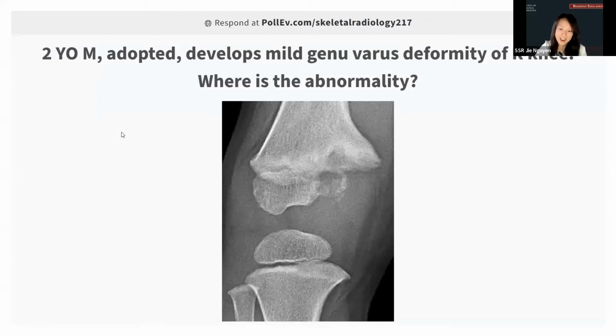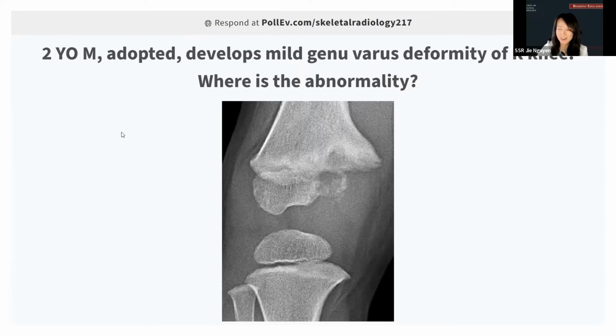So I actually have a question to start everyone off with. This is the first case I had when I was a first year attending. The chief of orthopedics at Wisconsin came down and asked, what do you think happened here? This is a 2-year-old male, adopted, so they have no history, who is developing a mild genu varus deformity of the right knee, but the contralateral side looks fine.